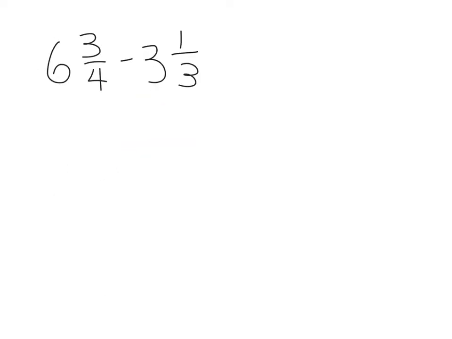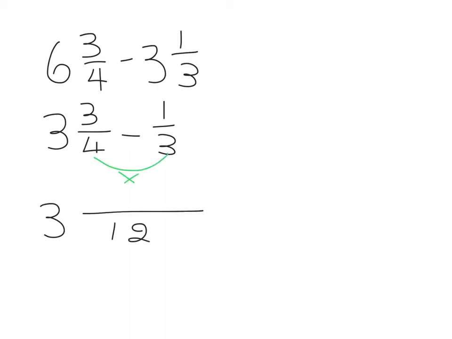So this one, we're taking away mixed fractions, so again, we're going to deal with the whole numbers first. So we're going to do 6 take away 3. So 6 take away 3 is 3, and then we've still got the 3/4 and take away a third. Different bottom numbers, smile and a kiss. So we multiply our bottom numbers together, our new bottom number is going to be 12, and then we're going to multiply across to get our kiss.